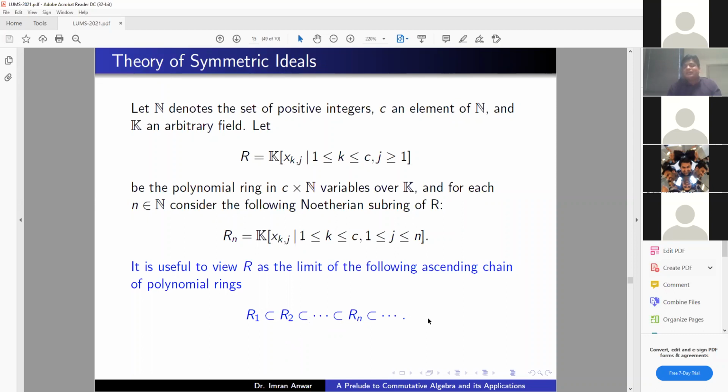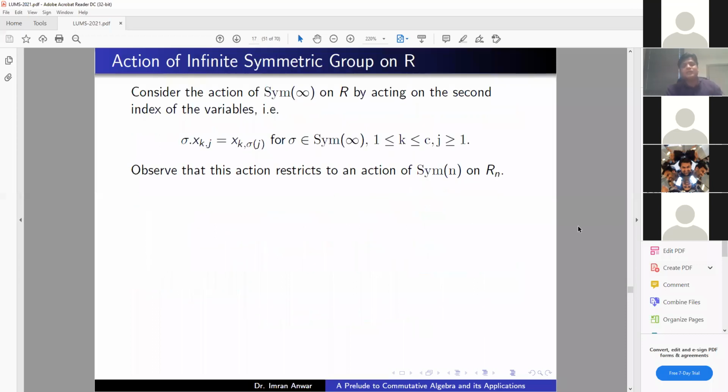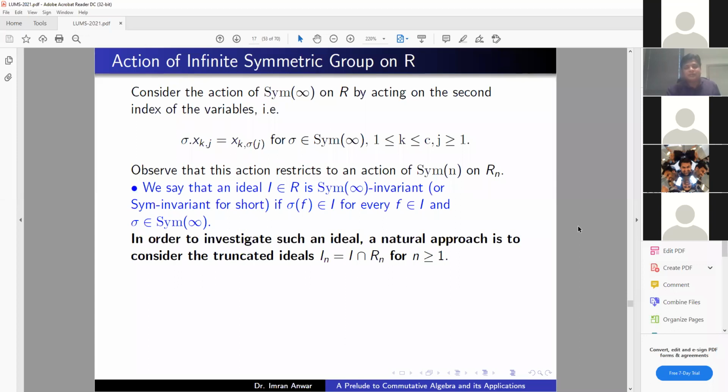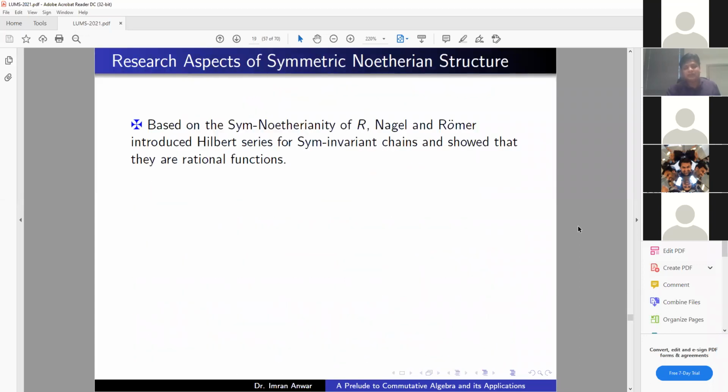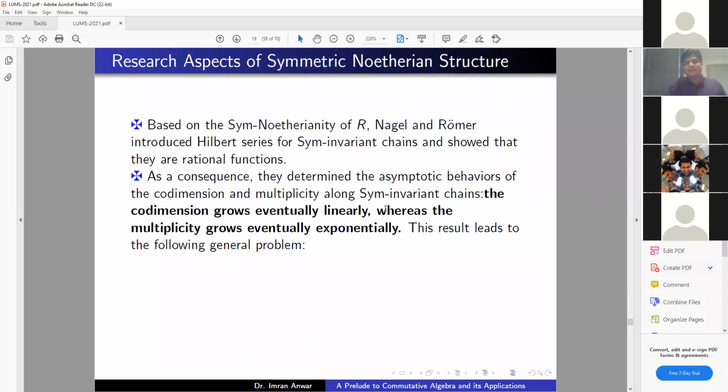The study of the behavior of algebraic invariants along these chains is basically the purpose of the research people are doing at the moment for this kind of structure. So we were here. They discuss the Sym-invariant chain, its codimension and multiplicity, and what they found is that the codimension grows eventually linearly, so it has a linear nature, whereas the multiplicity grows eventually exponentially, so it has an exponential behavior.